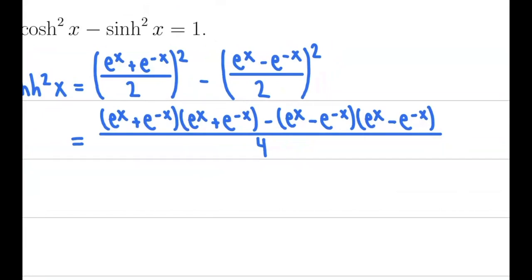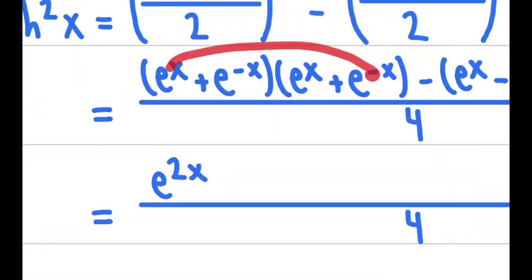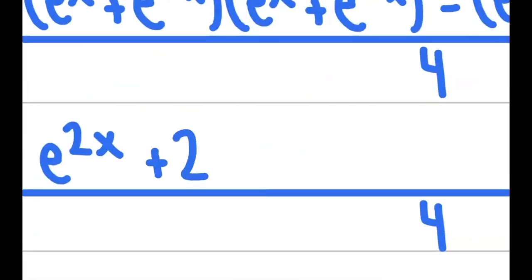Let me just do a little copy pasting. So first, e to the x times e to the x is e to the 2x. And then we have outer, e to the x times e to the negative x, and inner is the same thing, e to the x, e to the negative x. So when you combine it, you're going to get 2 e to the x, e to the negative x.